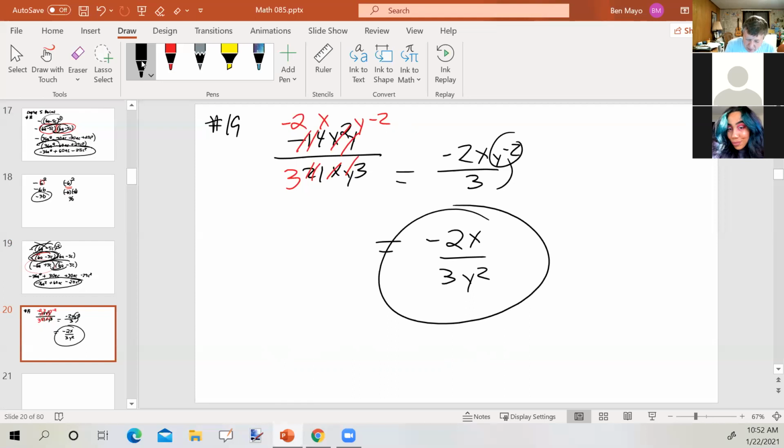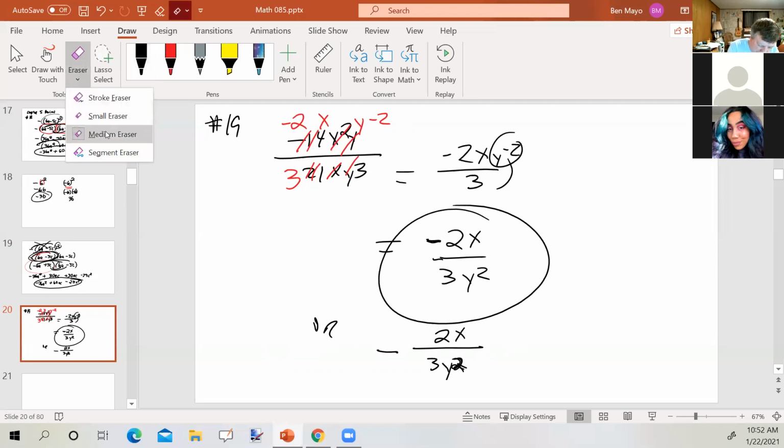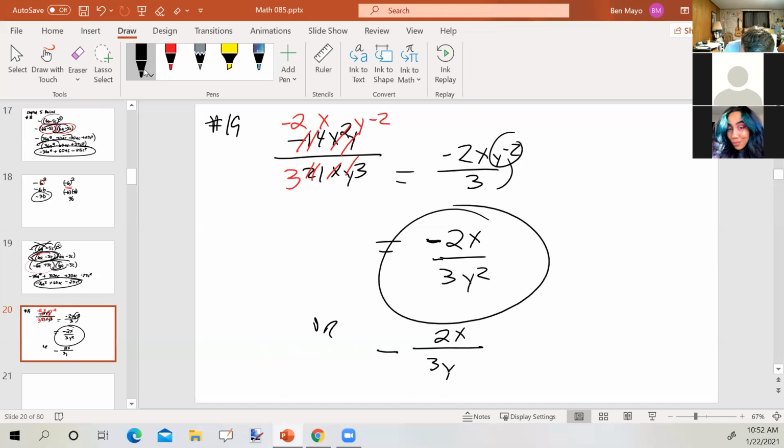Okay. Now, you can write it this way with applying that negative sign to the numerator, or you could write it as a negative out in front of the whole thing. Since there's only one term in the numerator, yeah, you can do it that way. There we go. All right. That takes care of that, students.